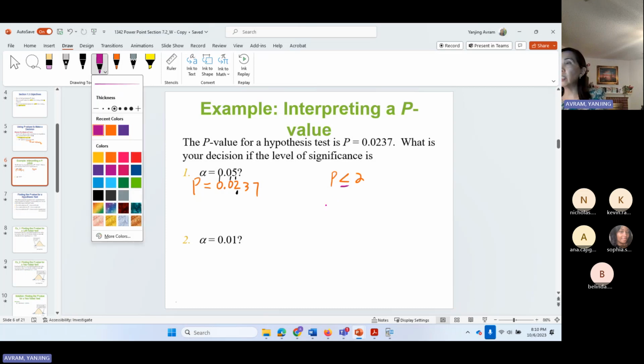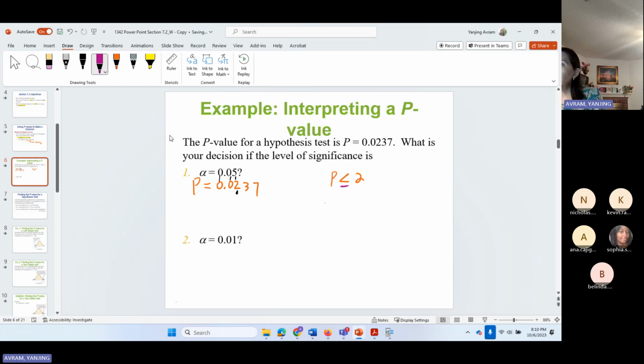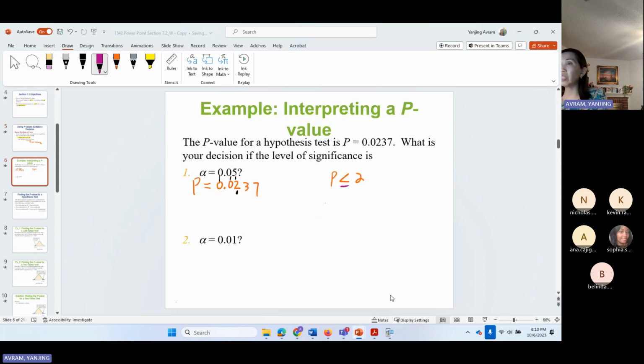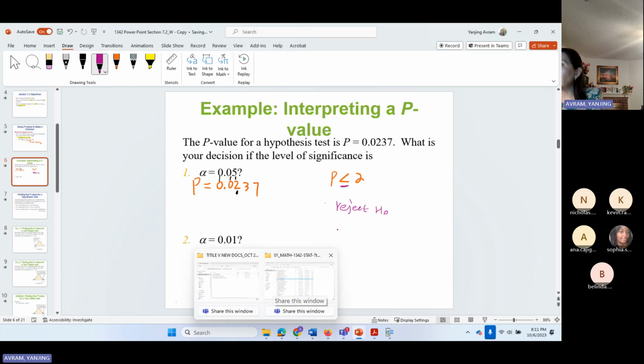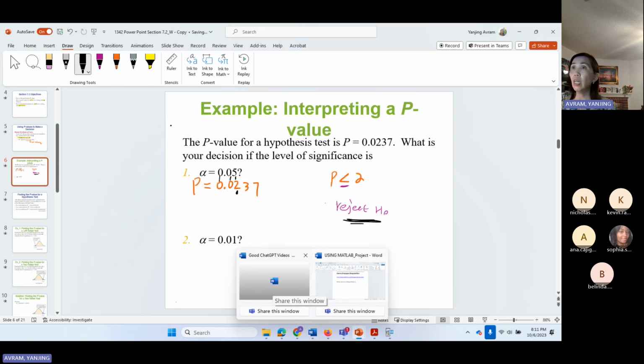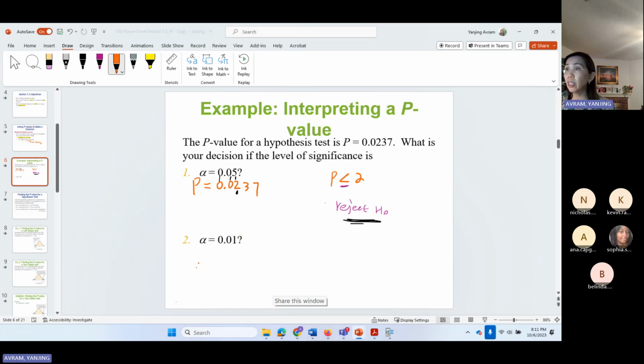So what's the decision? According to what we have earlier, if p is less than or equal to alpha, you reject the null hypothesis. Here p is less than or equal to alpha, so we reject the null hypothesis. So that means the null hypothesis is incorrect, right? You reject it because it's not a good one. Now let's look at the second one right here.